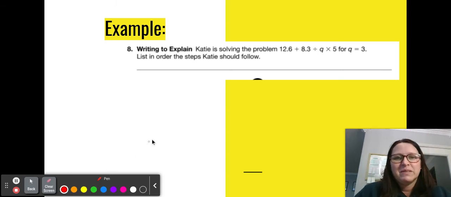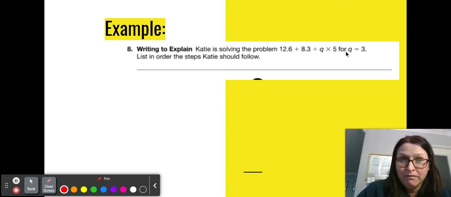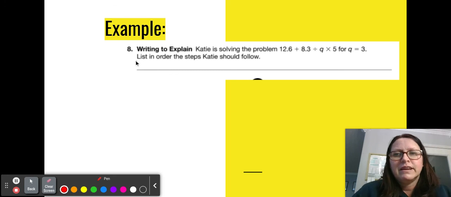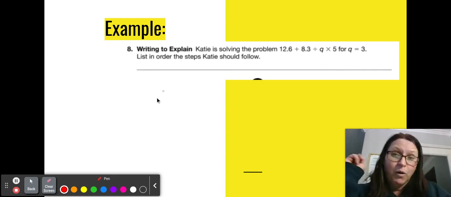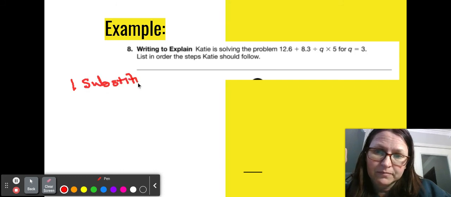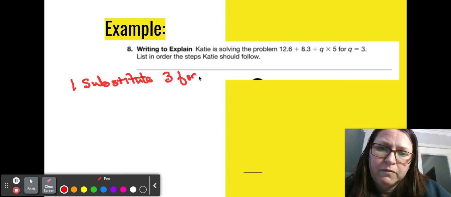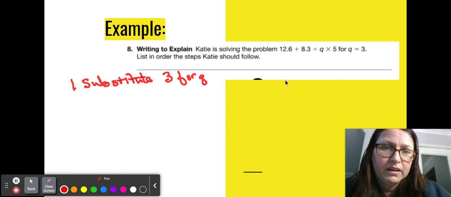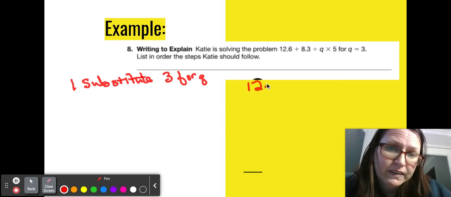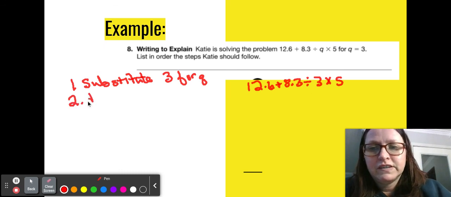It says Katie is solving the problem 12.6 plus 8.3 divided by Q times 5 for Q equals 3. List the order of steps. Step 1. Katie needs to substitute. She needs to substitute 3 for Q. So let me solve it over here. So 12.6 plus 8.3 divided by 3 times 5. Okay, step 2. She needs to do the divide.